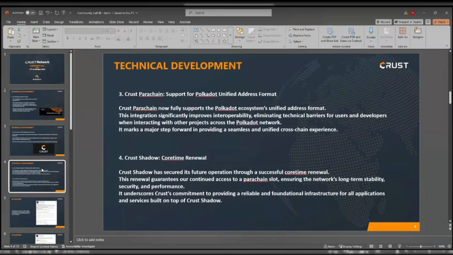On another note, we have the Crust parachain support for the Polkadot unified address format. The Crust parachain now fully supports the Polkadot ecosystem's unified address format. This integration will significantly improve interoperability and will eliminate technical barriers for both users and developers when they are interacting with other projects across the Polkadot network. That marks a major step forward in providing a seamless and unified cross-chain experience.